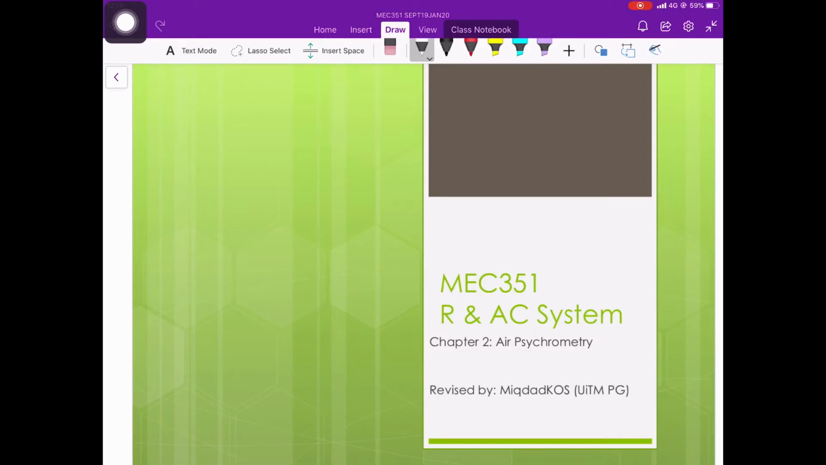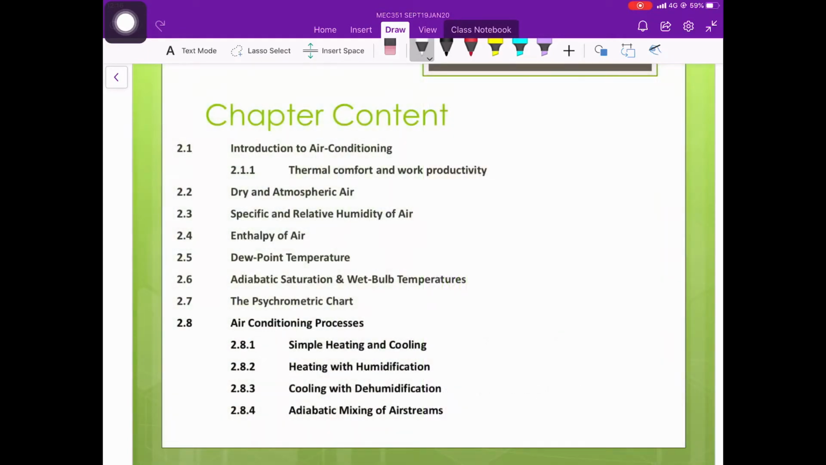MEC351, Chapter 2, Air Psychrometric and Air Conditioning Processes. In this chapter, we are going to look into the introduction to air conditioning related to thermal comfort and work productivity. Next, dry and atmospheric air, specific and relative humidity of air, enthalpy of air, dew point temperature, adiabatic saturation and wet bulb temperature.